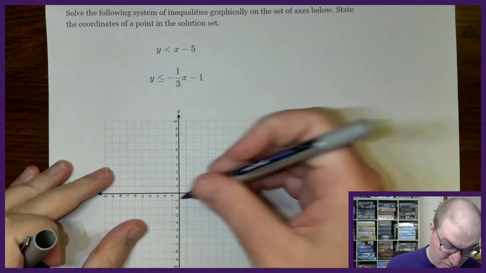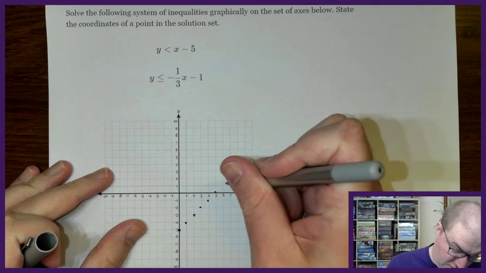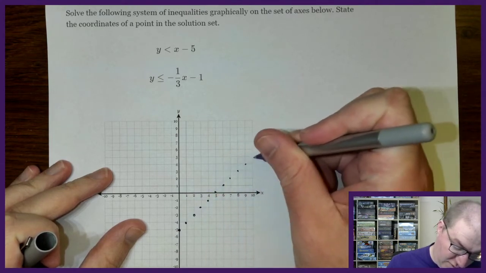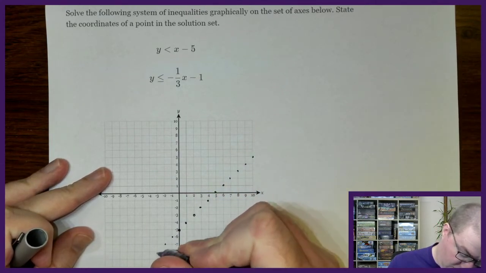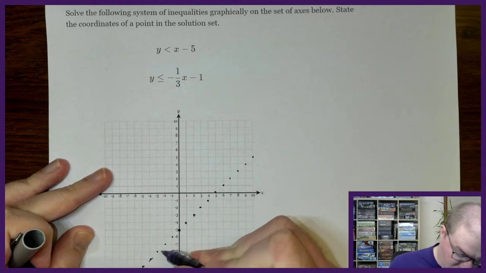y is less than x minus 5. That one would be here, here, here, here, here. I'm going to mark all the points, make it easier for me to graph without a ruler. So let's do a dashed line.